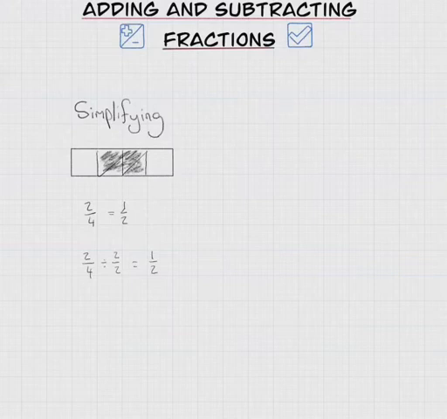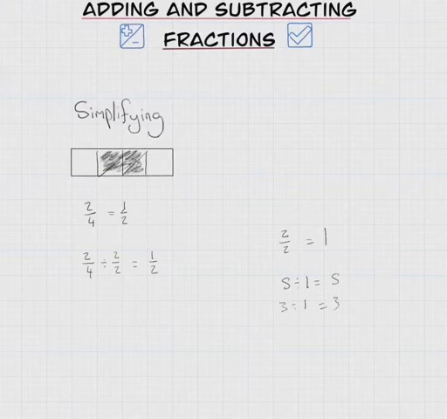I've divided by 2 over 2. 2 over 2 is equal to 1. Dividing by 2 over 2 is the same as dividing by 1. Any number divided by 1 is the same as it was. 5 divided by 1 is equal to 5. 3 divided by 1 is equal to 3. 2/4 divided by 1 is equal to 2/4. This shows us that 2/4 is an equivalent fraction of 1/2.